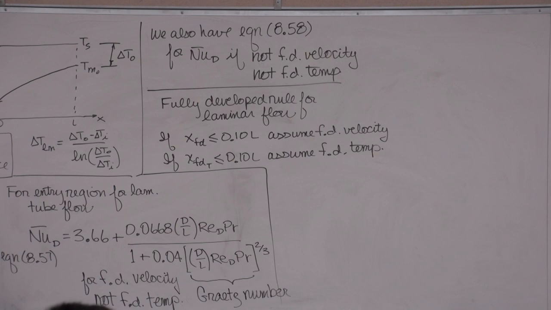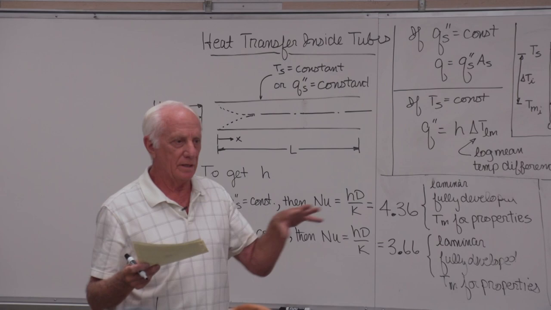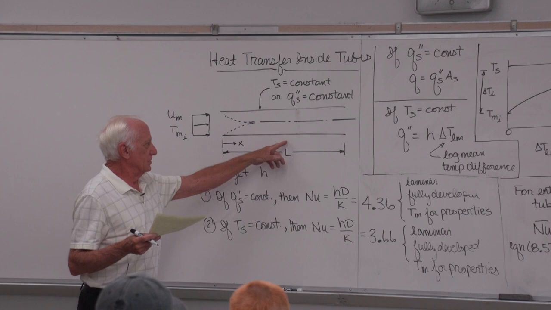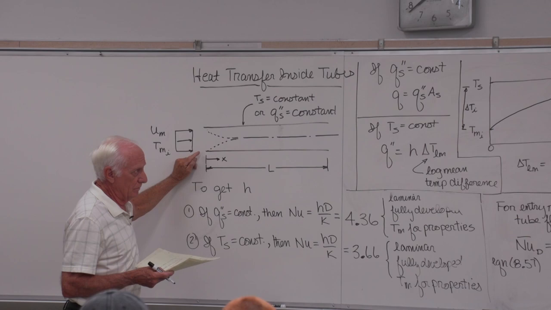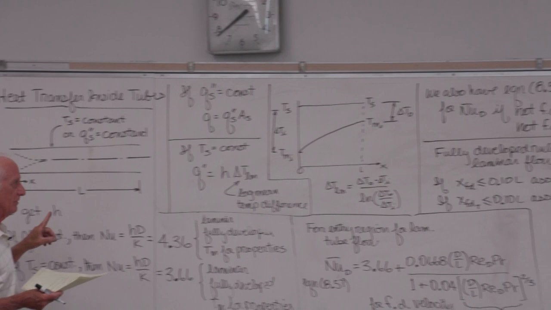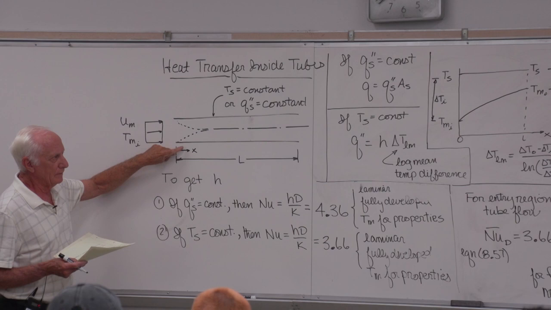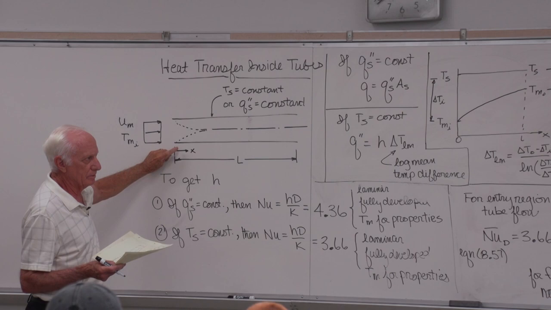So, in a problem like that, you calculate X fully developed. We did that last class meeting. Calculate that. Let's give an example. If L was 10 meters, and you get X fully developed velocity of 0.5 meters, what's the magic number? 10% of L, 10% of 10 is 1. So if X fully developed velocity is less than 1 meter, assume it's fully developed. If X fully developed temperature is less than 1 meter, assume it's fully developed. Okay, so that's how you answer the question.